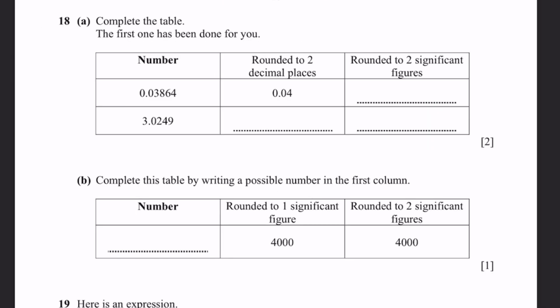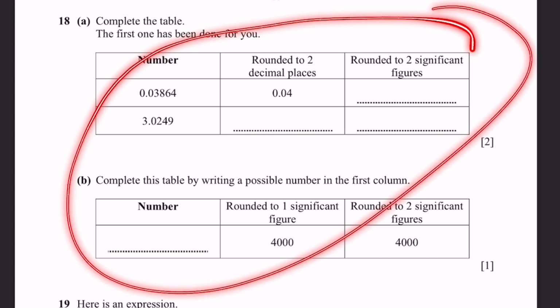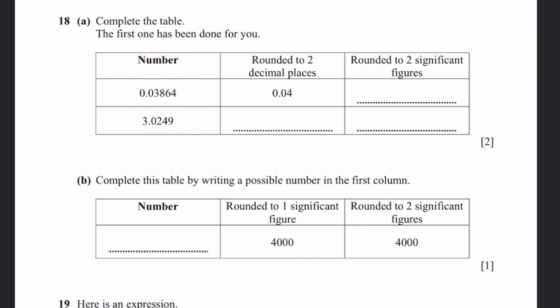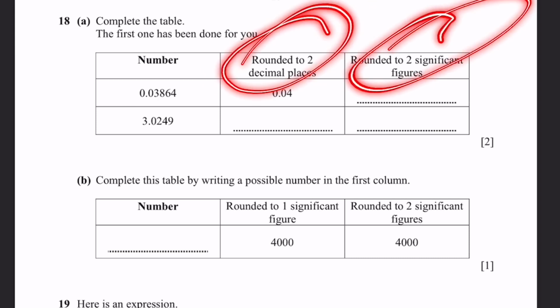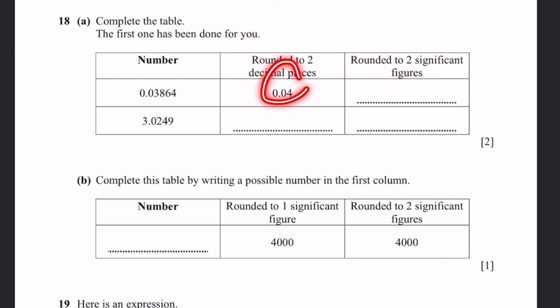Question 18. A. Complete the table. The first one has been done for you. We have a table with 2 numbers and some things which you need to do to the numbers, rounding to 2 decimal places and to 2 significant figures. We have one answer already, which is an example. 0.3864 rounded to 2 decimal places, 0.04, because when we take the third decimal place, which is the 8, it is greater than 5, and therefore we add 1 to the 3.